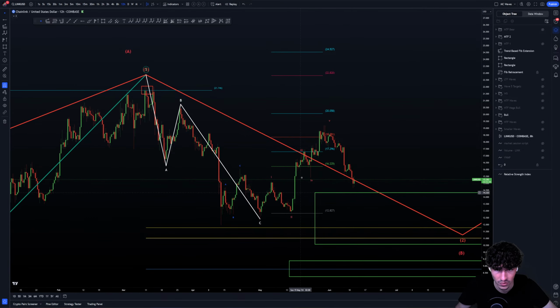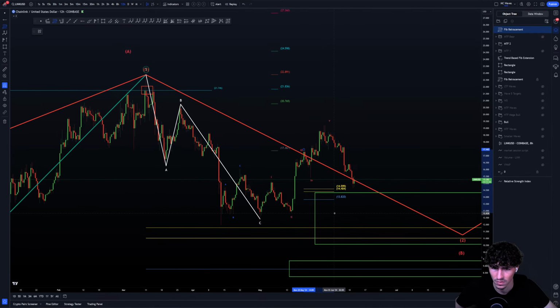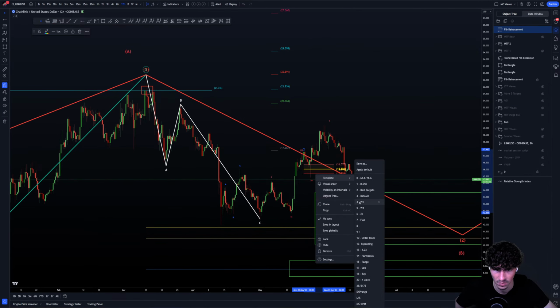We have a wave 1, 2, 3, 4, 5. The wave 3 which I hit perfectly is a 1.618. We've got a pretty big wave 4, by the way, after a big wave 2 here. You can see we've got a retracement around the 50% here, by the way.